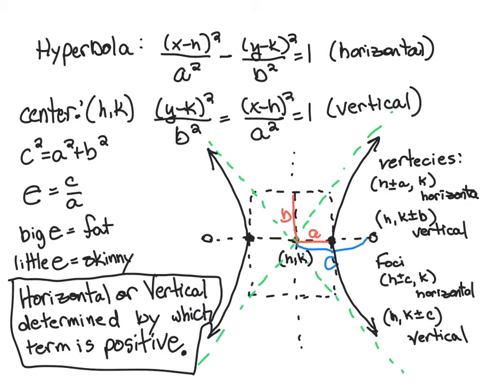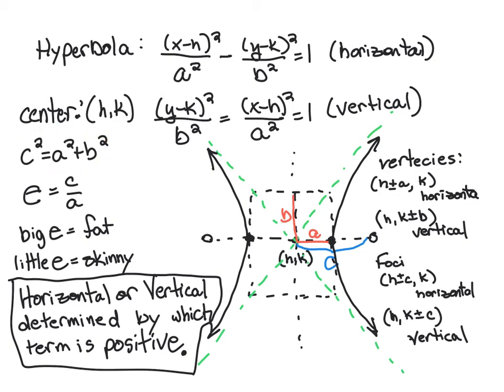Our vertices are going to be based on the vertices, meaning the points, whether your axis runs horizontal or vertical, is all dependent on which one of those is positive. If this is positive, then you're horizontal. If this is positive, then you're vertical. You'll practice both types in the homework. The ABC relationship is different.